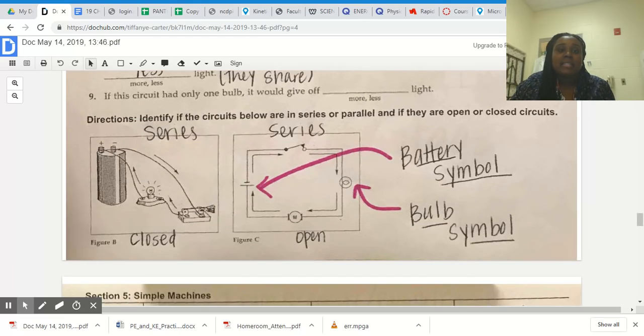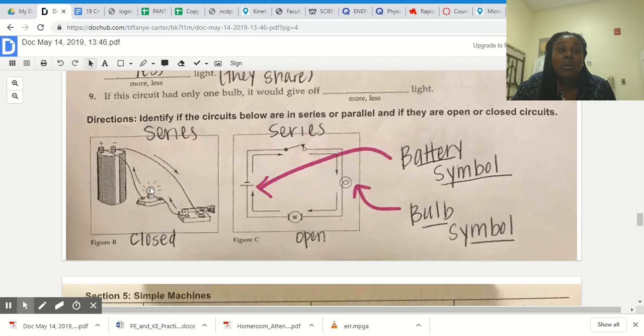All right, so identify if the circuits below are in series or parallel, and if they are open or closed circuits. So both of these are going to be closed circuits. The switch is closed here. Well, no, actually, this one is closed because the switch is closed, and energy is flowing from the negative to the positive, and the light is on. So this is a closed circuit, and it's also in series.